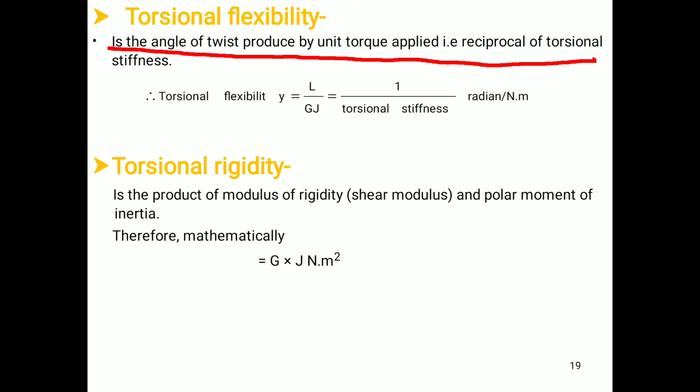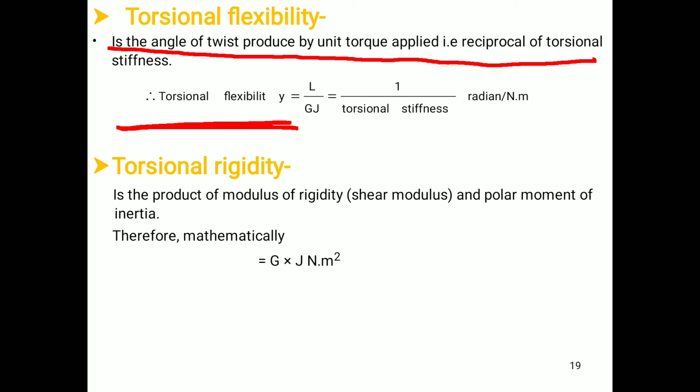Now we have to find out the value of the angle of twist produced by the unit torque applied. So the value of torque is unity. Therefore torsional flexibility is given by L upon GJ, which is equal to 1 upon torsional stiffness, because it is the reciprocal of torsional stiffness. So the unit will become radian per Newton meter.